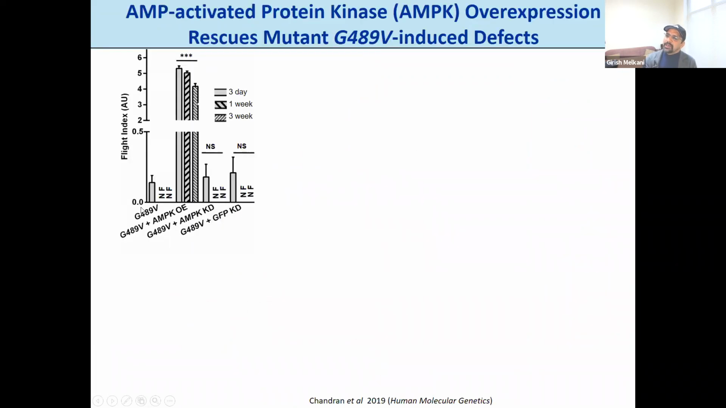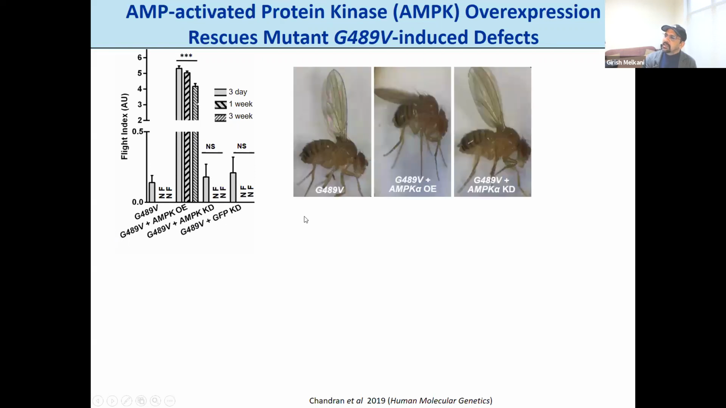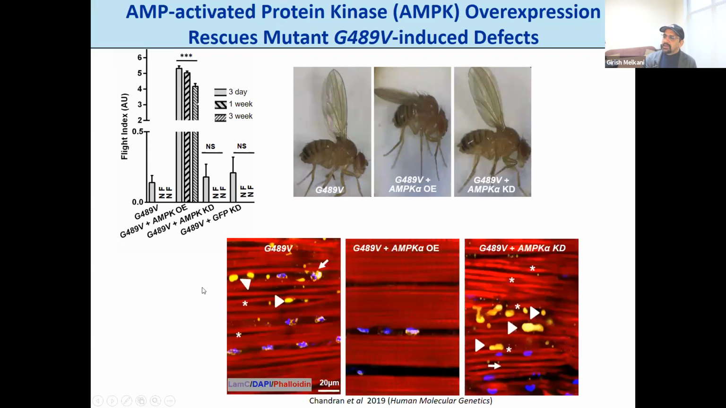Here is one example. If you look at this mutant, it was flightless, but when we use AMPK overexpression, you can rescue their flight phenotype. But when you use AMPK knockdown, it doesn't work. And we use a GFP knockdown also, just to confirm that it doesn't work either. And then we also look at this wing phenotype that was rescued, but not with the AMPK knockdown.